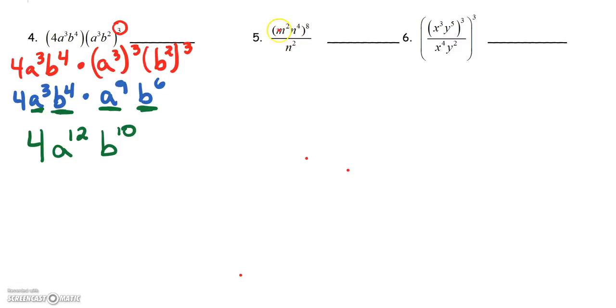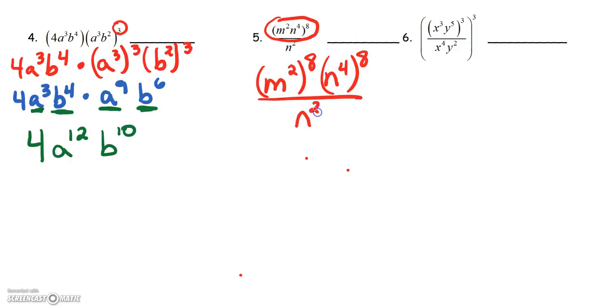Problem number 5, we're going to handle inside the parentheses first. Nothing to do there though, because we just have m squared n to the 4th. So we're going to handle this to the 8th power to start. Since we have an expression all to the 8th power, we're going to take each component of it and take it to the 8th power. So m squared gets taken to the 8th power, n to the 4th gets taken to the 8th power, and then we still have n squared in the denominator.